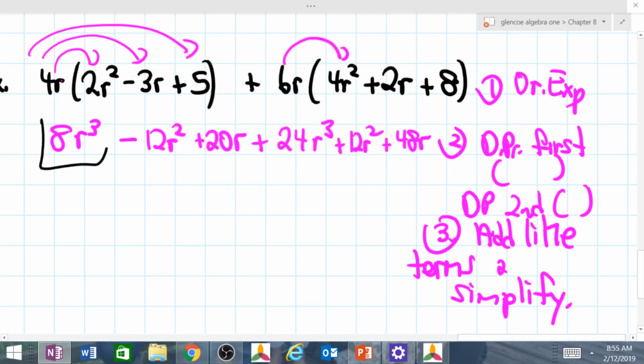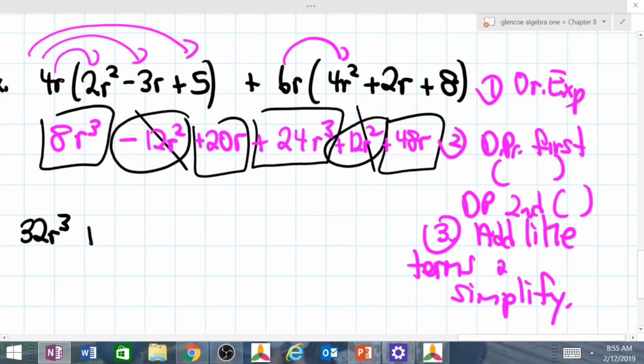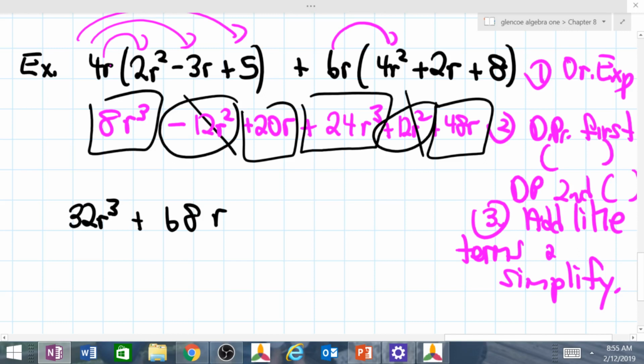So I have an 8r cubed. Does anybody have a last name of r cubed? Right here, 24r cubed. What's 8r cubed plus 24r cubed give me? 32r cubed. I have a minus 12r squared and a plus 12r squared, which does what? Cancels out. Then I have a 20r and a 48r, which gives me a 68r. Is it in descending order, is it in standard form? And then you are done.